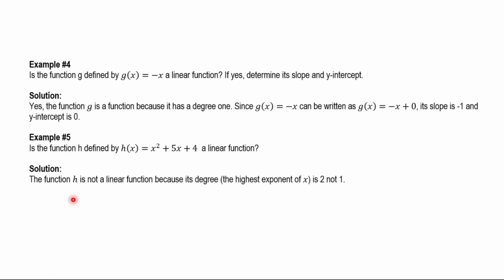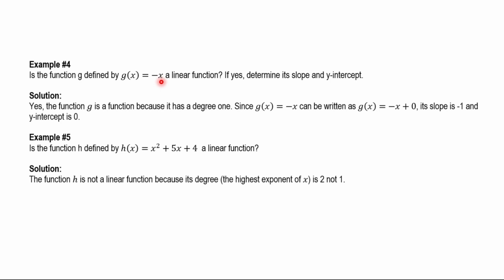Example number 4. Is the function g of x defined by g of x equals negative x a linear function? If yes, determine its slope and y-intercept. Okay, solution. The answer is yes, because our degree of the function is 1. There is no exponent there. And because this is a linear function, we can now determine its slope, which is the coefficient of x. Is there a number there? None.